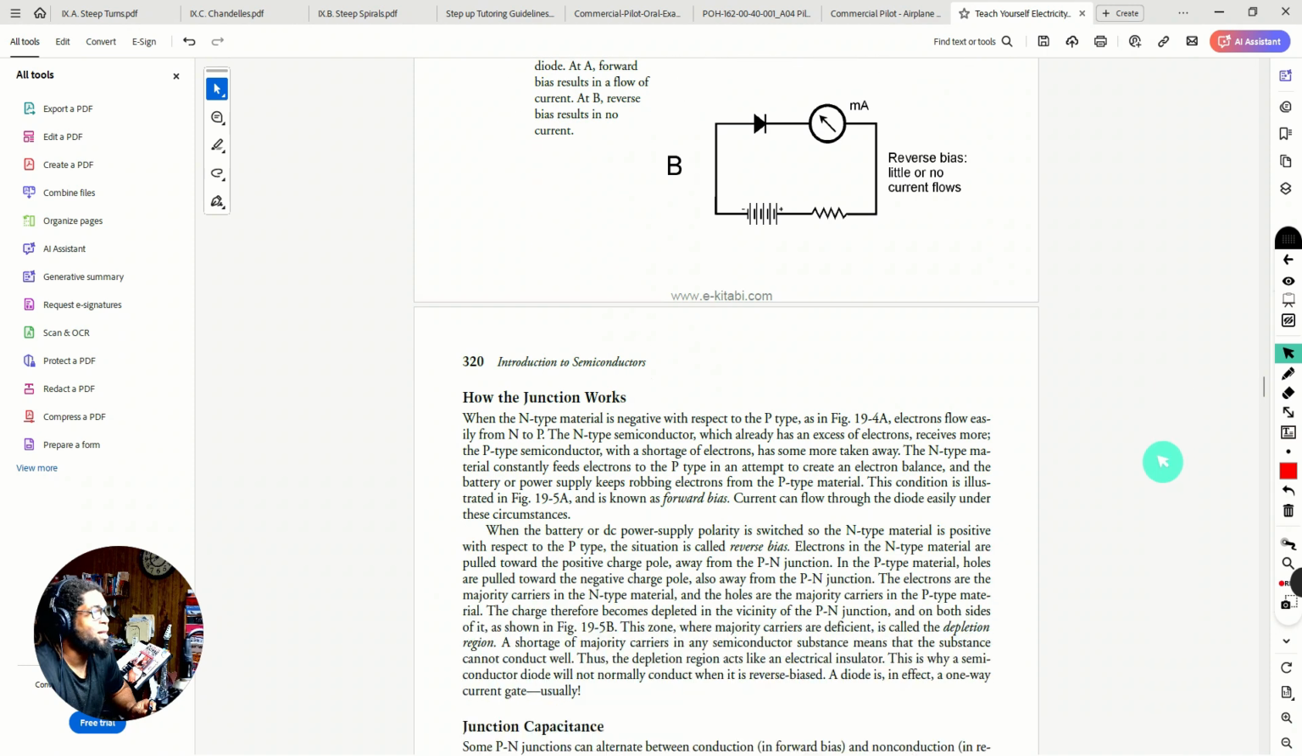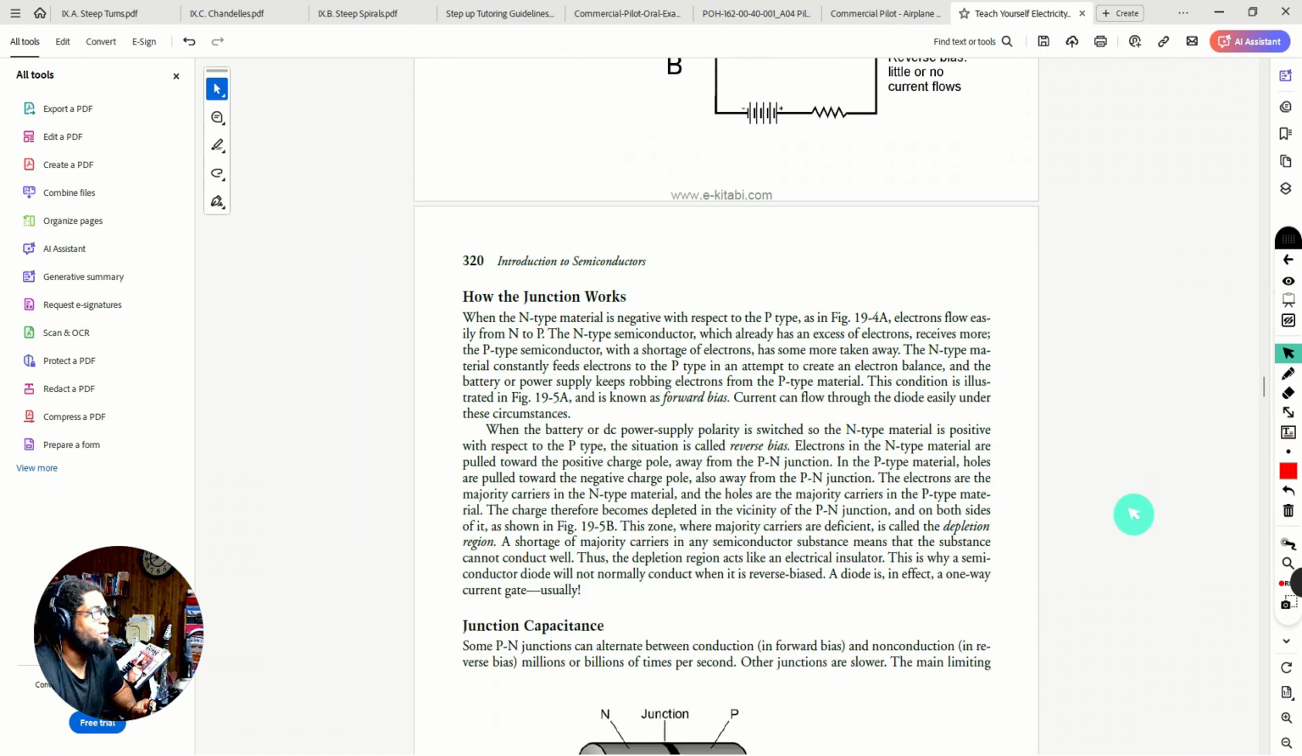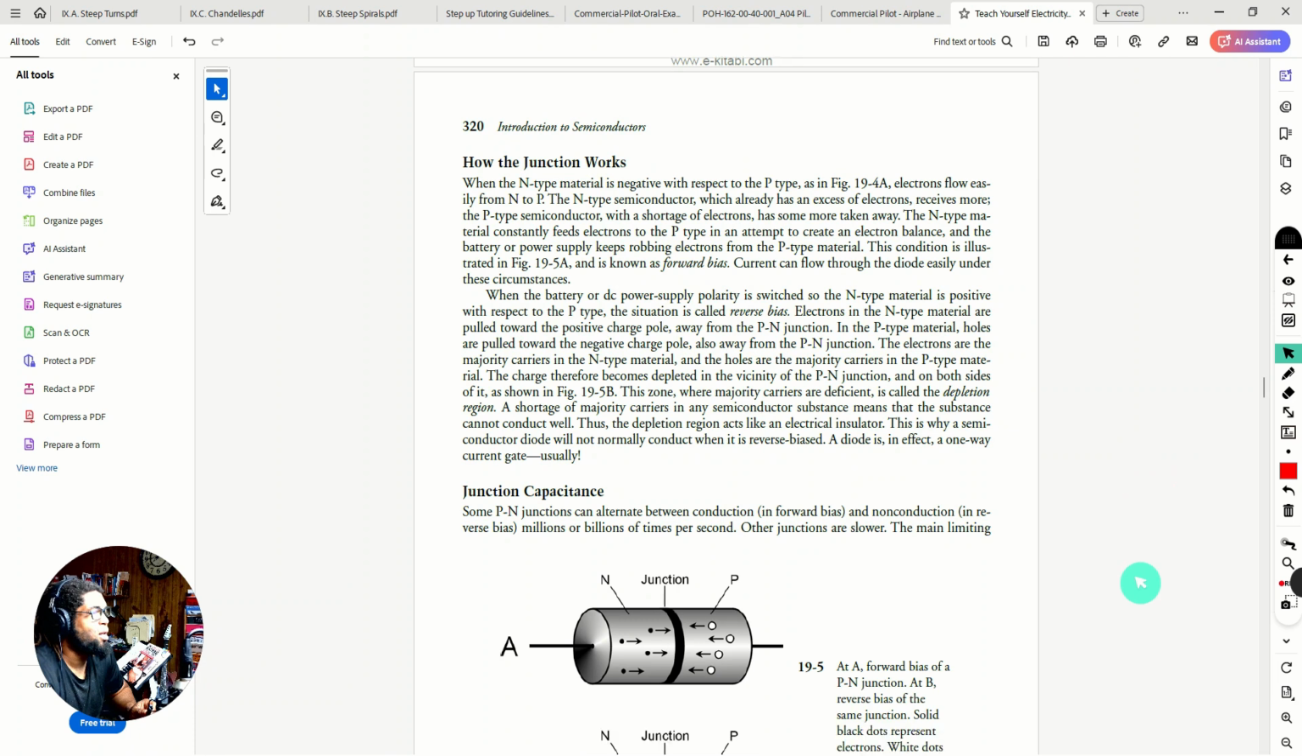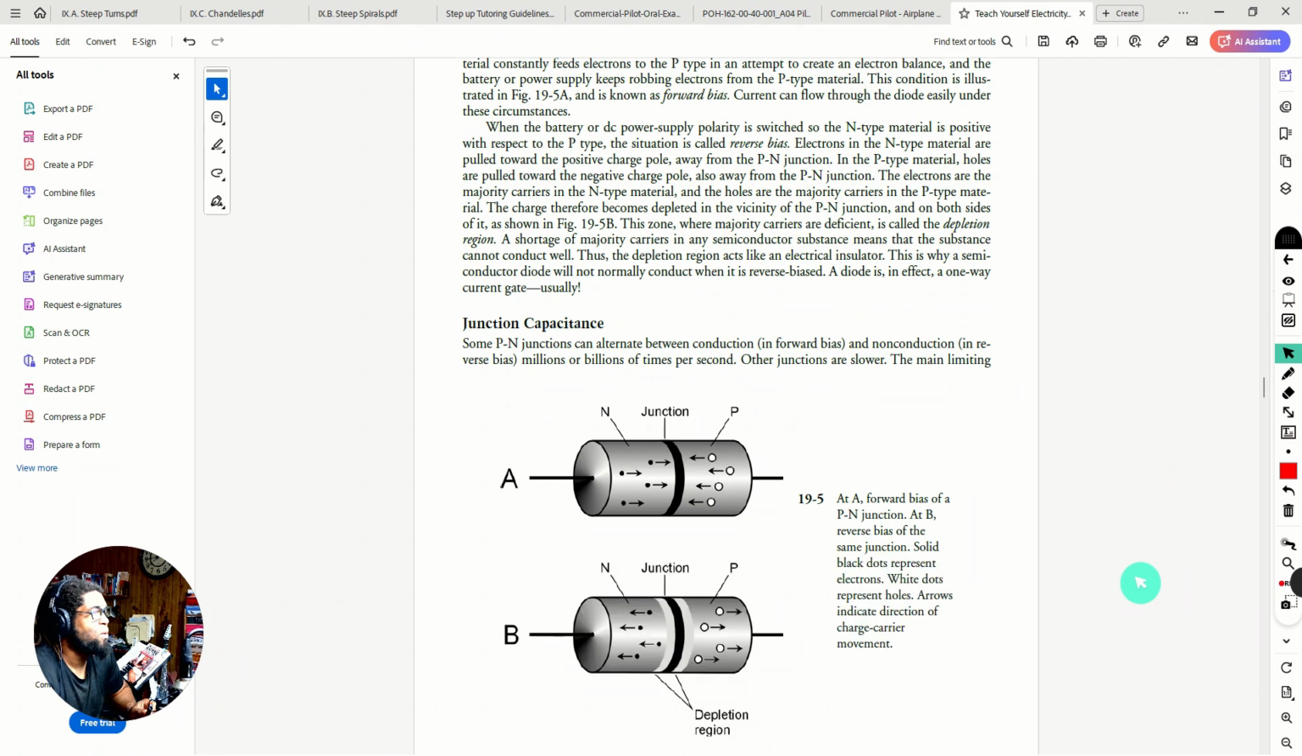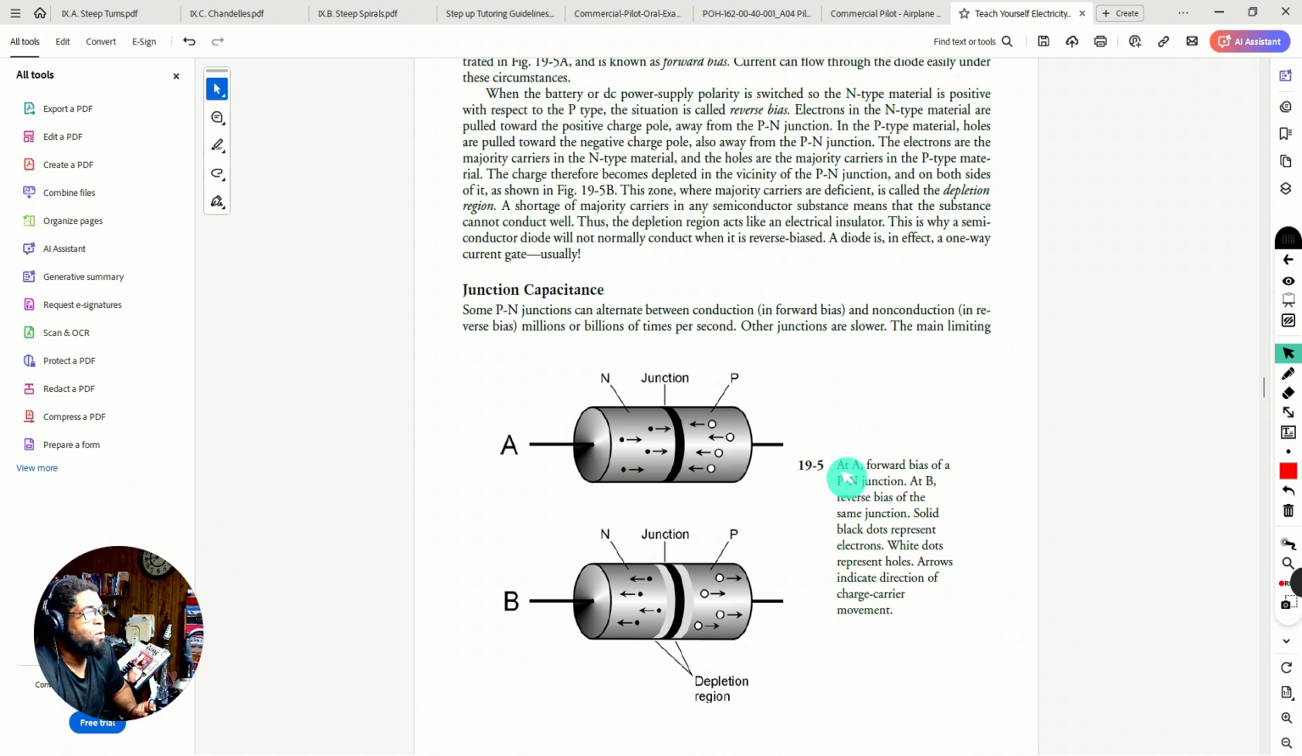So let's see 19a here. Okay, at A, the forward bias of the PN junction. B is the reverse bias. So you see on this depiction, we have the arrows going that way, wanting to be forward biased, and then in this depiction, if it's reverse bias, then we have the arrows pushing in the other direction.